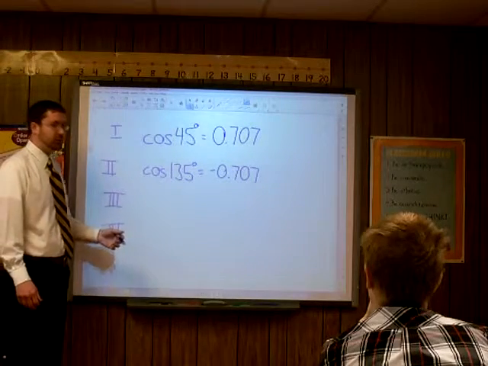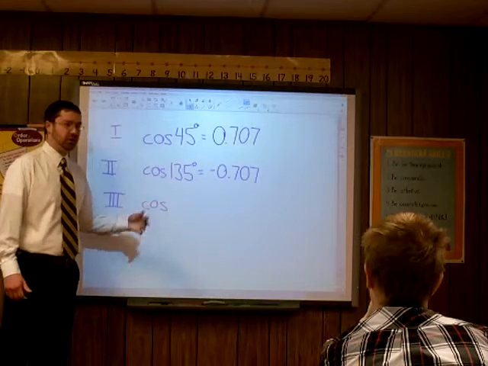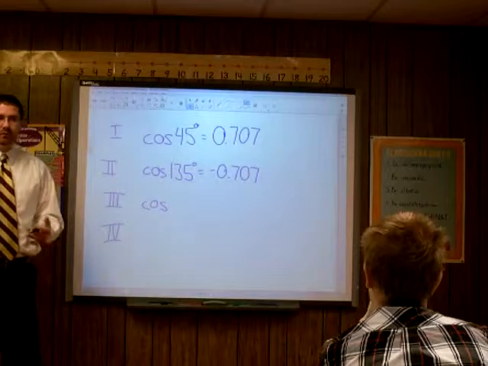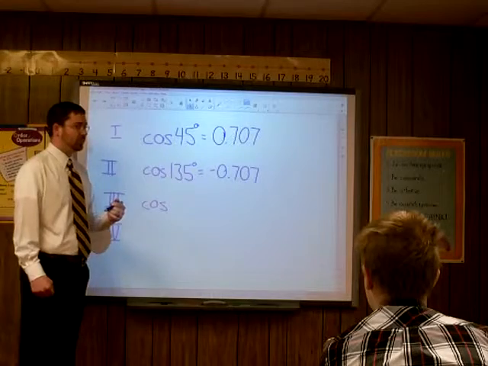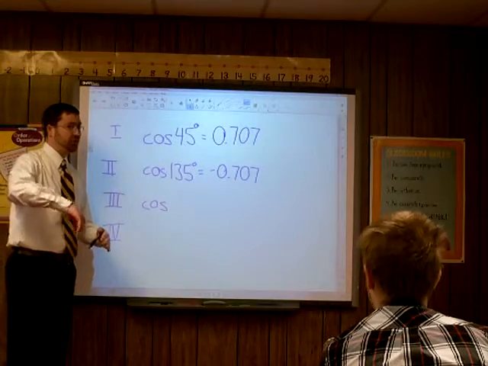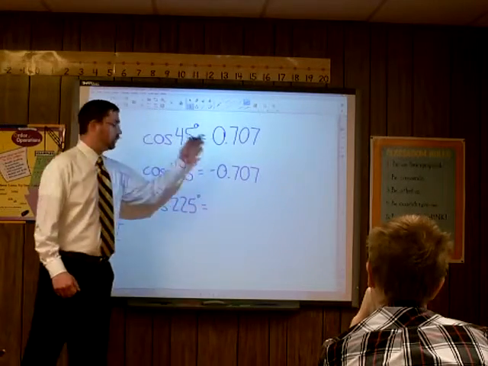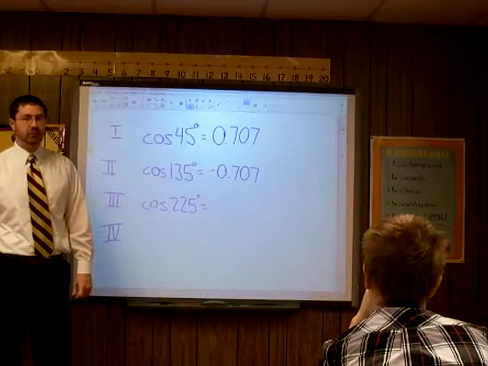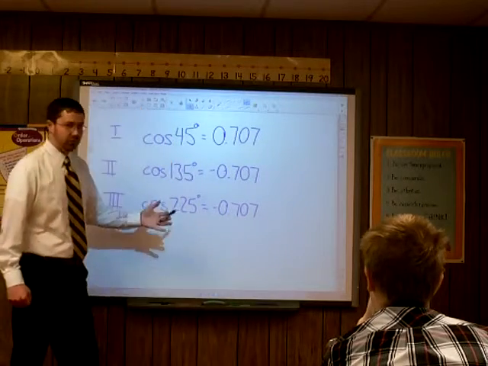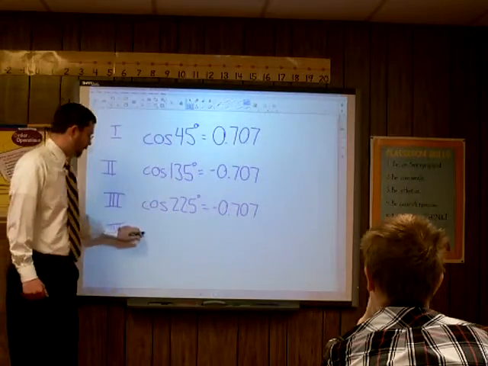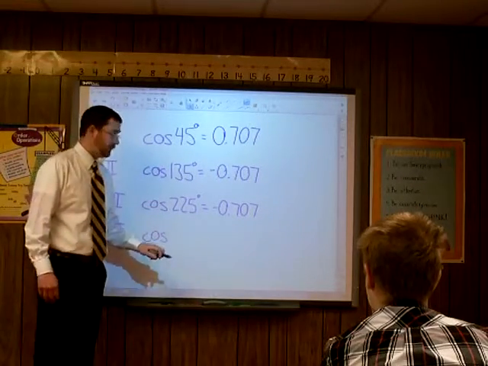In the third quadrant, with a 45-degree reference angle, I'd be taking the cosine of, what do we have? 225. Well, it's 45 past 180, so 225. And what would the cosine equal then? The negative 0.707. Third quadrant, cosine's negative. How about fourth quadrant? We're 45 degrees short of the 360. 315, good.